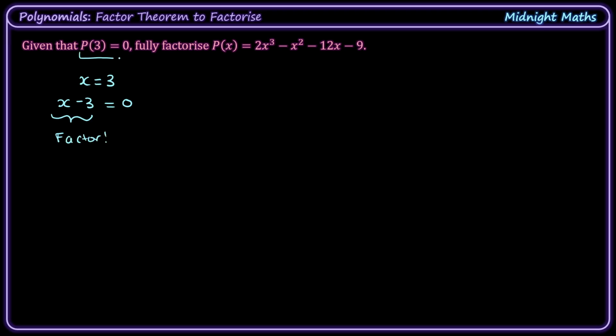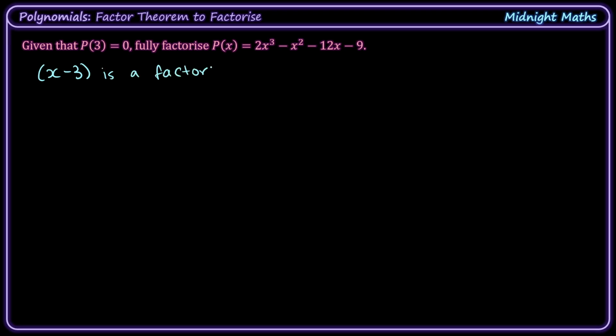Okay, that's what this is telling you, and you have to be able to understand that to be able to do the next step. So what I would usually do is start the question by saying x minus 3 is a factor. That's me showing that I've understood what this part of the question is saying. Now I'll do the long division. So I'll do x minus 3 into 2x cubed minus x squared minus 12x minus 9.